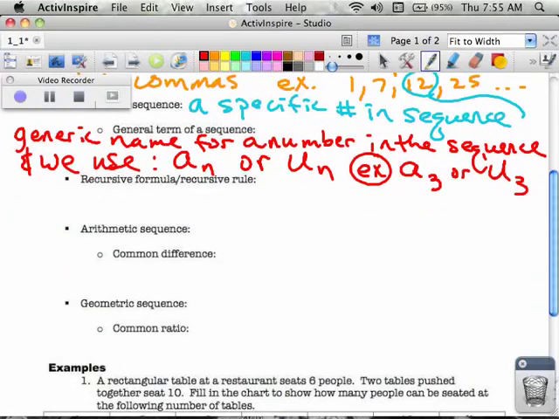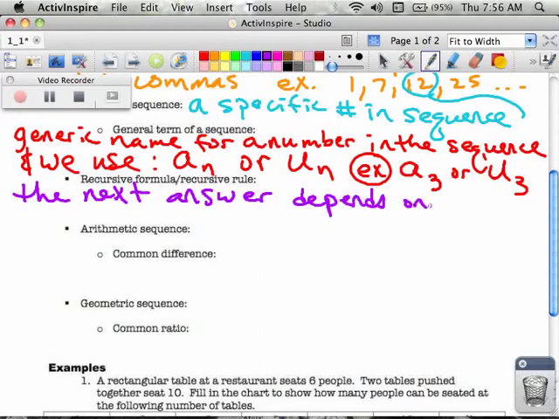In this recursive formula that we're going to be talking about, our recursive equation, the next answer depends on the previous one.